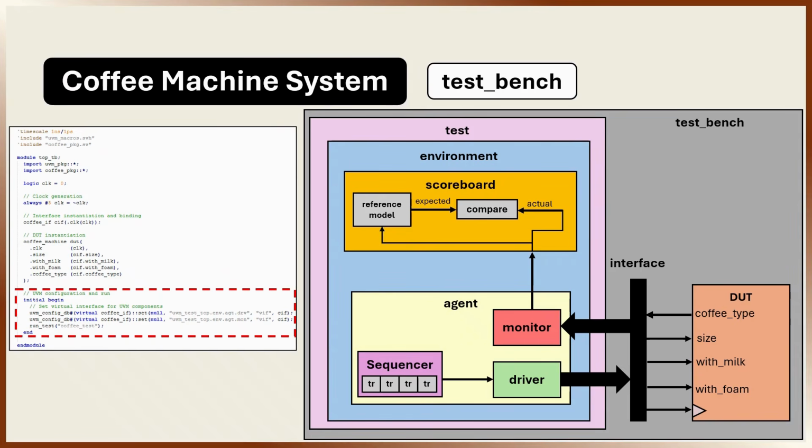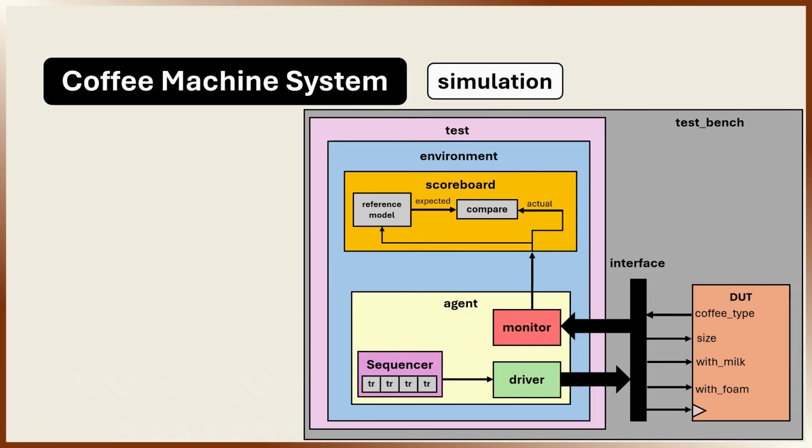With the test bench set up, we can walk through the simulation flow. The sequence generates a coffee order and sends it to the sequencer. The sequencer passes that order to the driver. The driver acts like the barista, pressing the machine's buttons. On the next rising edge of the clock, it drives the order into the DUT through the interface: the drink size, whether it includes milk, and whether it includes foam.